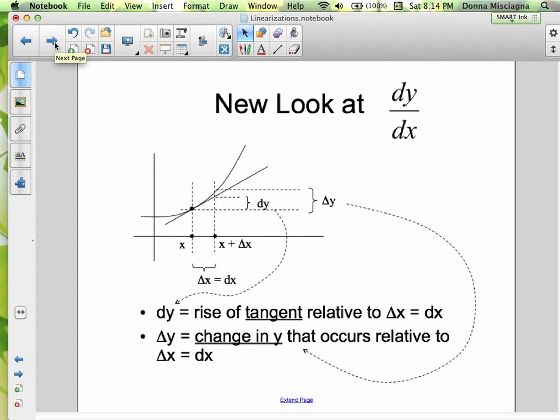So a new look at dy dx. So dy is the rise of the tangent line relative to the change in x, dx. A change in y, so delta y, is a change in y that occurs relative to change in x, delta x, dx. So we're looking at the change in y being dy and the change in x being dx. And that's essentially the slope formula, right? Unless we look at a very small change, where we can look at the instantaneous rate of change, where we're going to stay as close as we can to that point of tangency.